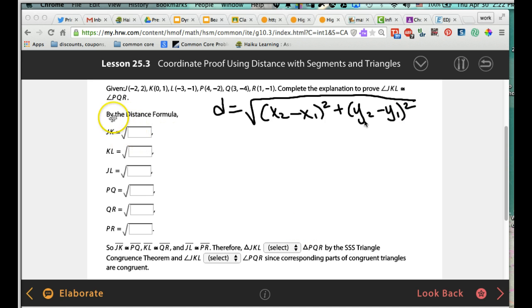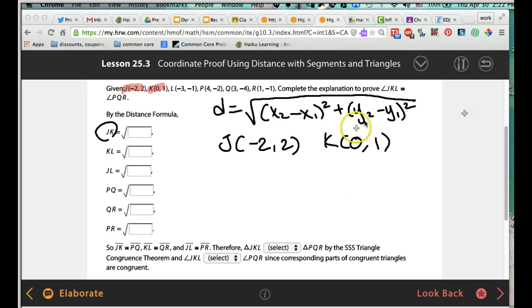And it says by the distance formula, we have to find the length of segment JK. Alright? So then we have to find points J and K. I can't really see from over there. So here you go. Here's J and K. I'm going to write it bigger for you in case you cannot see it just like me. So J is at (-2, 2), and K is at (0, 1). Alright? And what we're going to do next is we're going to group them.